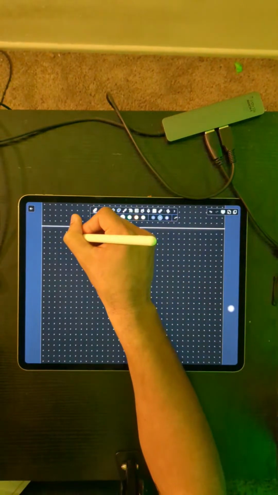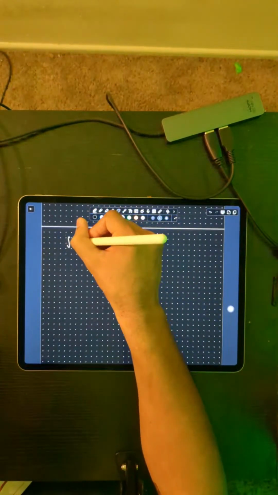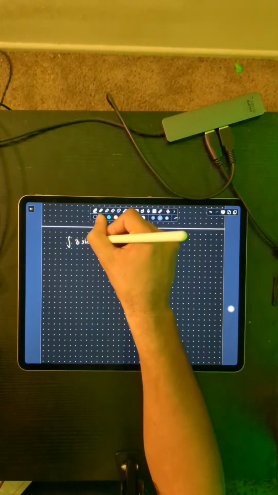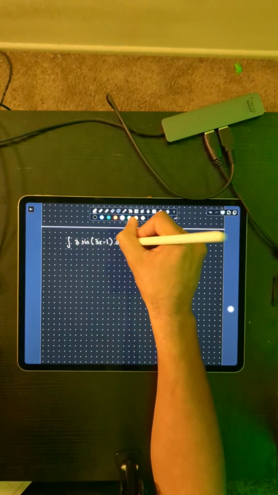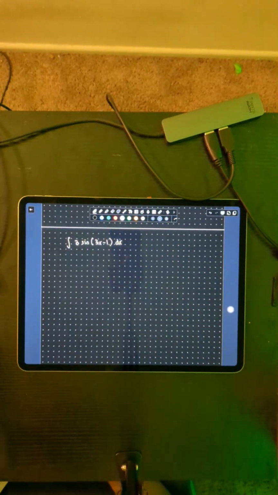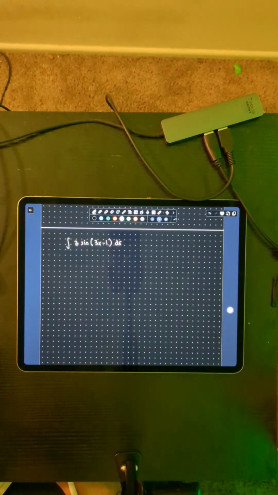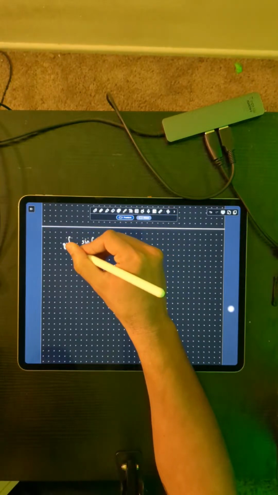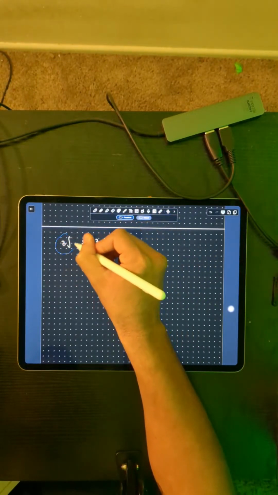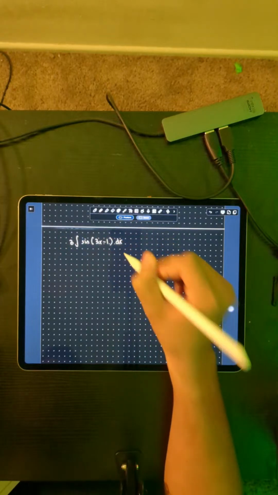Perfect, so a little bit of trigonometry here. We have the integral of 3 sine of 3x minus 1 dx. Integral of 3 sine 3x minus 1. I'm going to go ahead and cheat. I'm going to move this 3 to this other side here. I'm going to multiply 3 times that integral.